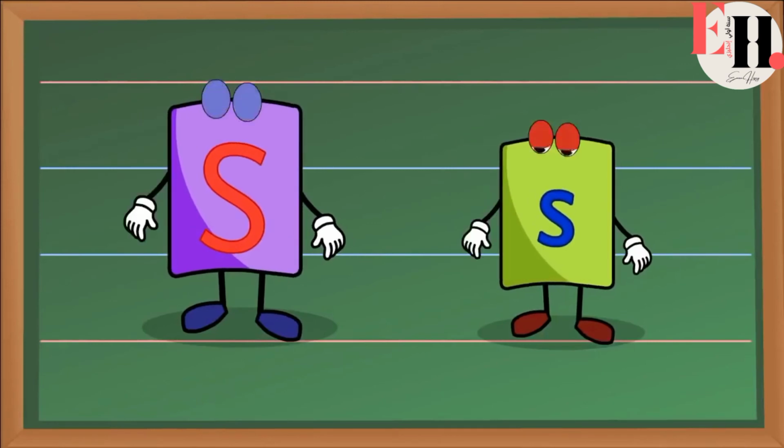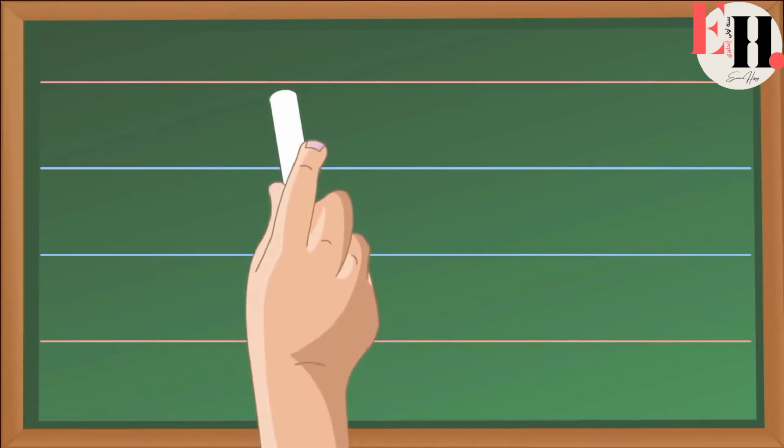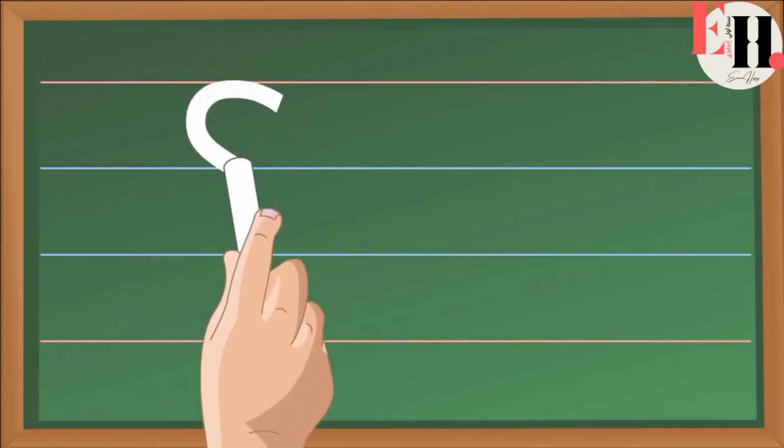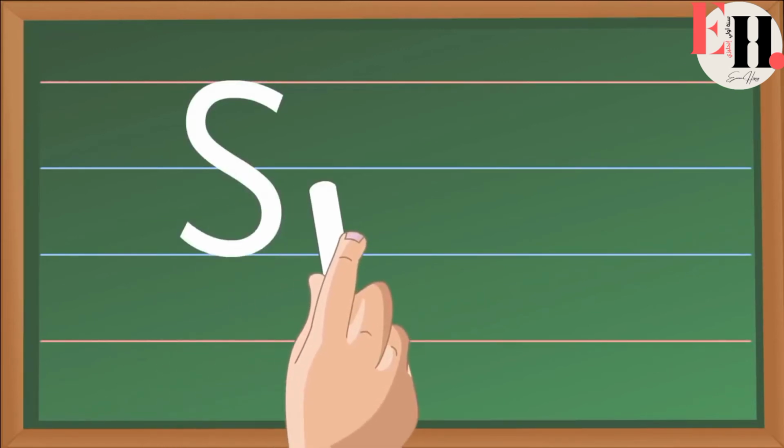S. Capital S. Start from the top and swing to the left and create a curve. Now swing to the right and create another backward curve at the bottom.